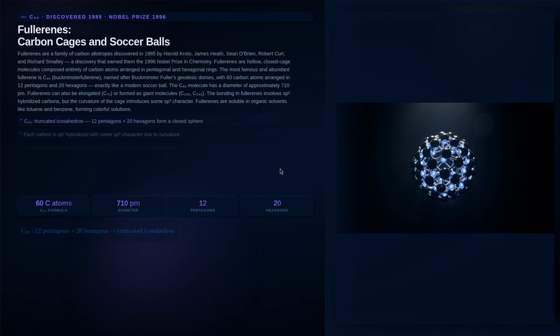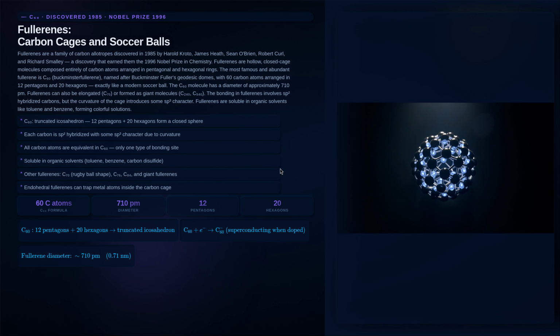Fullerenes were discovered in 1985 by Harold Kroto, Robert Curl, and Richard Smalley, earning them the Nobel Prize in Chemistry in 1996. Fullerenes are hollow, closed-cage molecules made entirely of carbon atoms. The most famous is C60, buckminsterfullerene, which has 60 carbon atoms arranged in 12 pentagons and 20 hexagons, like a soccer ball. The molecule has a diameter of about 710 picometers. Each carbon is nearly sp2 hybridized, but the curvature introduces some sp3 character. Unlike diamond and graphite, fullerenes are soluble in organic solvents like toluene, forming beautiful purple solutions.